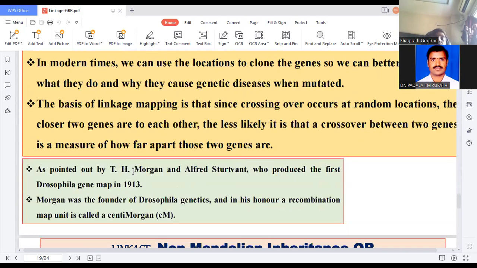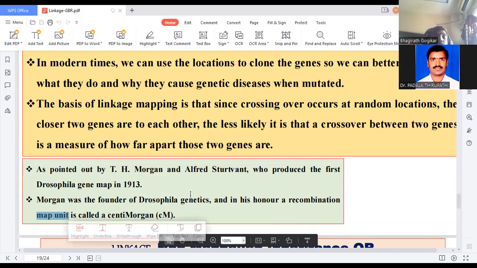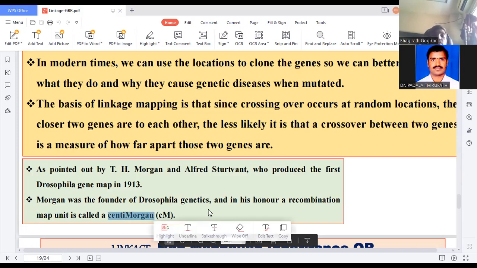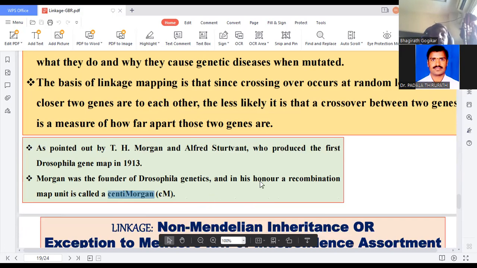T.H. Morgan and Alfred Sturtevant produced the first Drosophila genetic map. The distance between two genes is measured in map units. In which units is it measured? Centimorgan. One morgan is equal to 100 centimorgans. So the distance between two genes is measured in centimorgan.